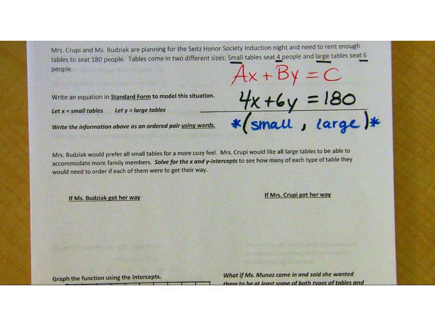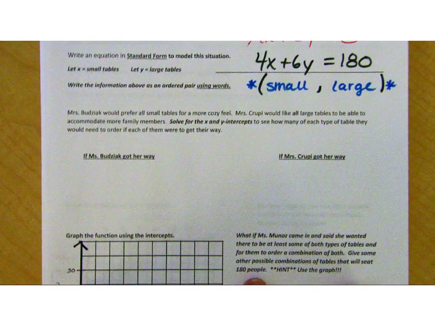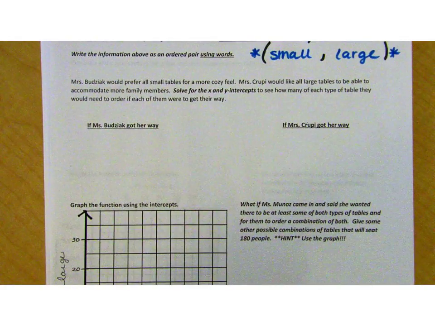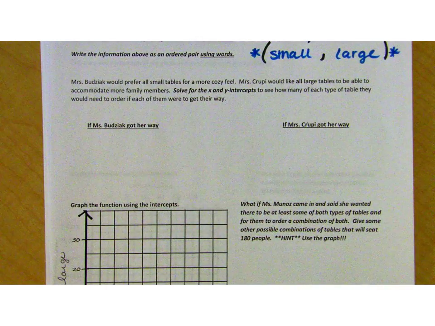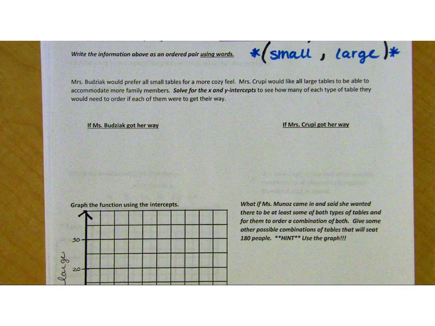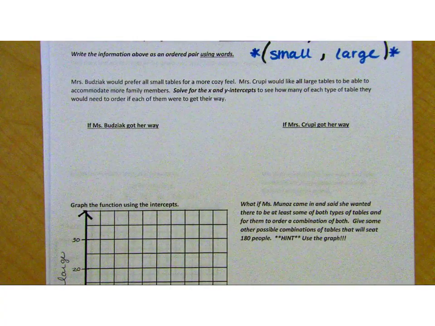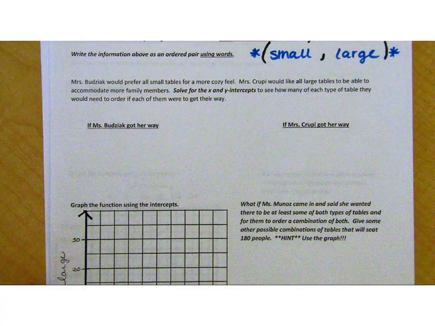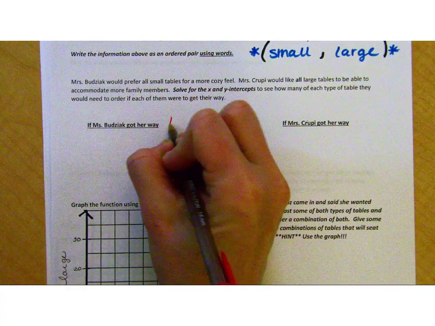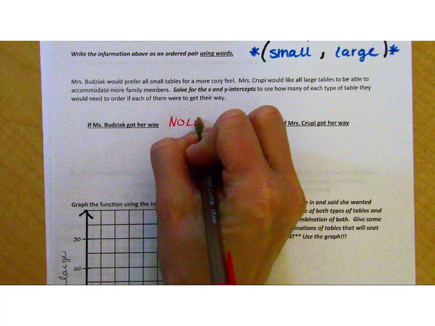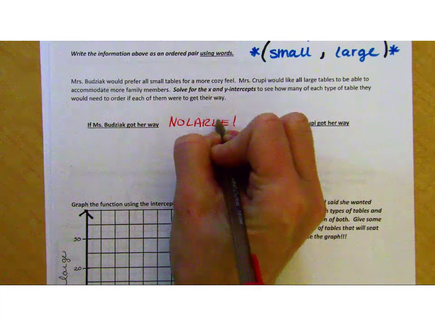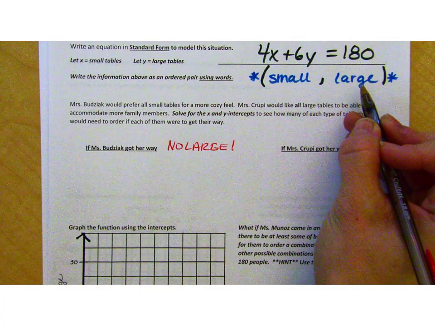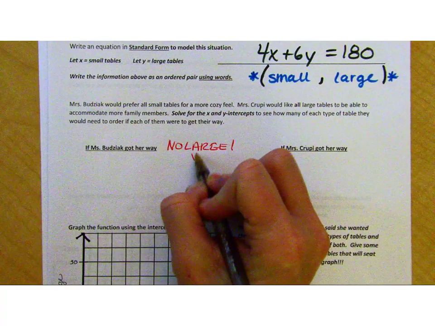Let's move on. Okay? So let's pretend Miss Budziak got her way. She got all small tables. No large tables were ordered. How many small tables would they need to order? In order to figure that out, wouldn't you just say, she wants no large tables, right? All small. So if she doesn't want any large, then make the Y equal to what? 0. And solve for X.